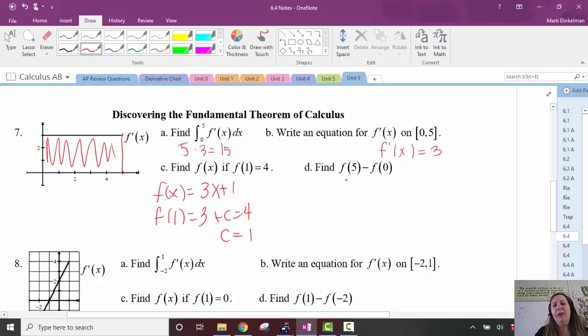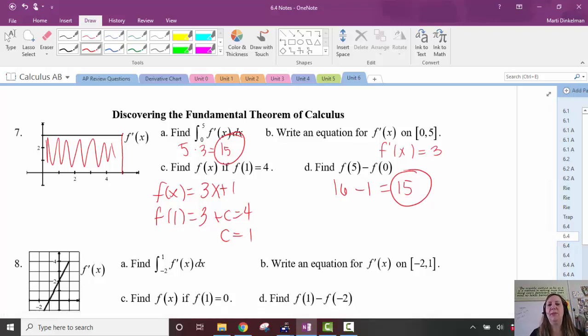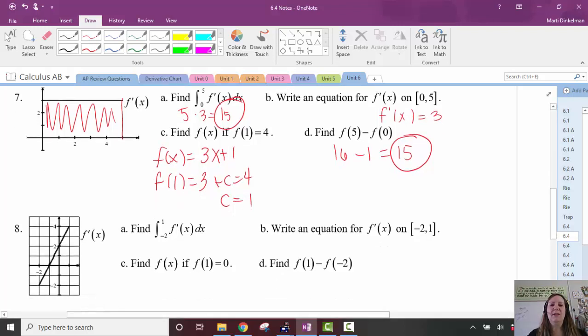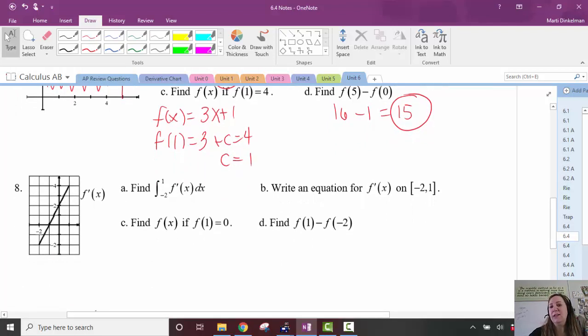Okay, so now they want us to figure out what f of 5 minus f of 0 is. And so let's see, f of 5 is going to be 16, and then f of 0 is going to be 1, and so our result is 15. And what he wants you to notice then is that finding the area under the curve, we could do it by geometry like in part A, or we could just find the antiderivative and plug some things in, the 5 and the 0 that we're looking for, and find that same area. So that was with a horizontal line. What if it's a slanted line?